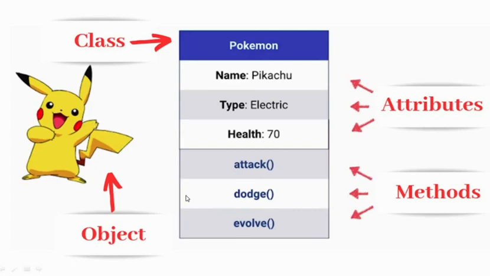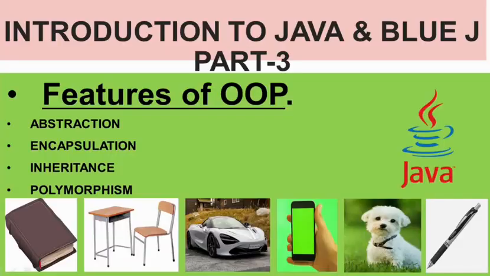So I hope today I was able to make you understand what is an object, what is a class, what are these attributes, what are methods or functions or behaviors. And with this I will put an end to this lecture. Now in the next lecture we will talk about the features of object oriented programming, in which we will talk about four important pillars of object oriented programming: abstraction, encapsulation, inheritance and polymorphism.